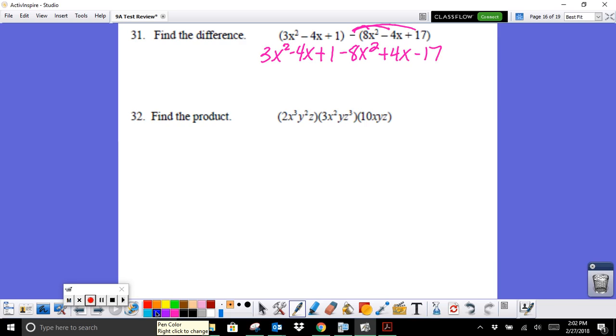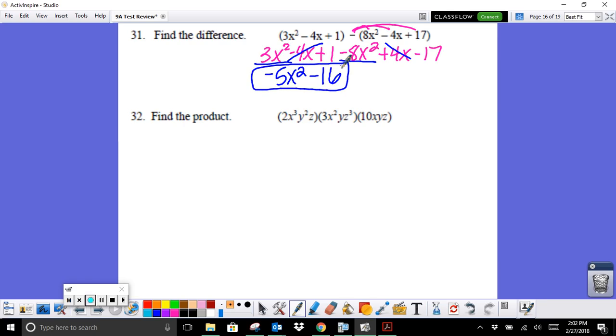Now I'm going to combine my like terms. So I have 3x squared minus 8x squared, that's negative 5x squared. Negative 4x plus 4x, those cancel out. And then I have 1 minus 17, which is minus 16. And that is my answer.